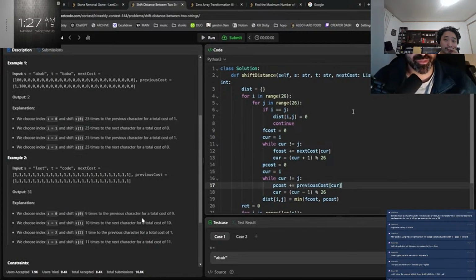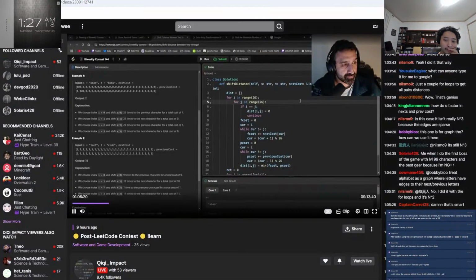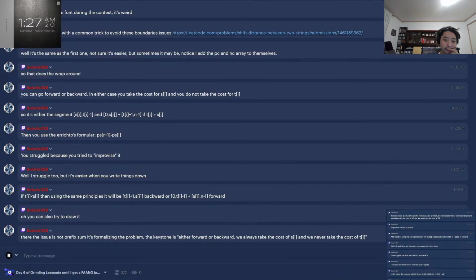Solaris 428. There the issue is not prefix sum, it's formalizing the problem. The keystone is either forward or backward. This is it. We always take the cost of s[i] and we never take the cost of t[i]. Yeah.